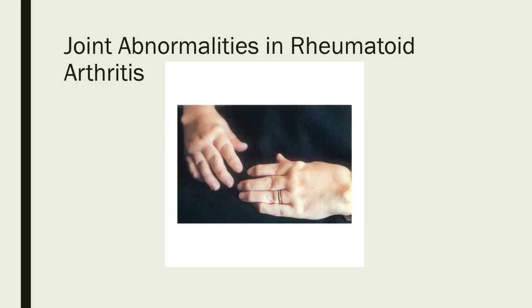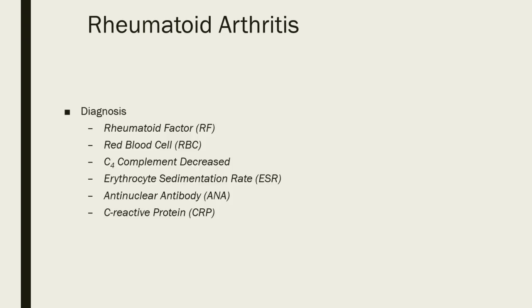This is just a visualization of the joint anomalies of rheumatoid arthritis, and the big thing is your swan neck fingers, and this picture shows you a little bit of the swan neck. Diagnosis for RA, you'd look at serum levels of the rheumatoid factor, RBCs, C4 complement would be decreased. Look at the ESR rate, then anti-nuclear antibodies, as well as the C-reactive protein.